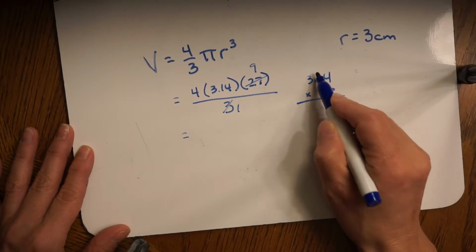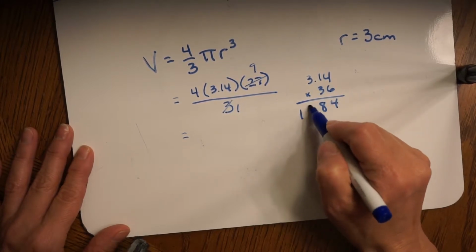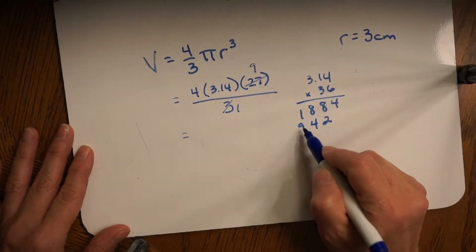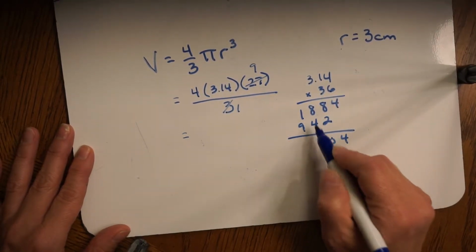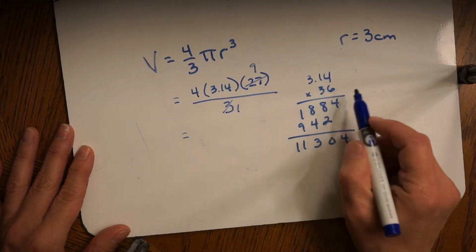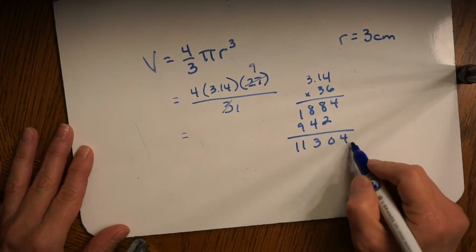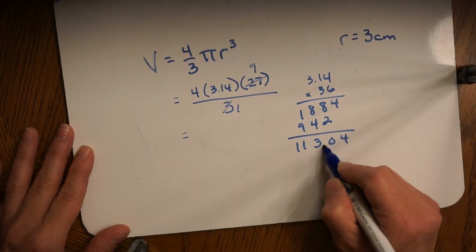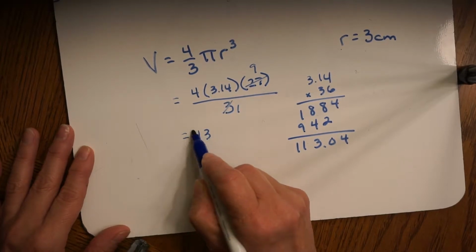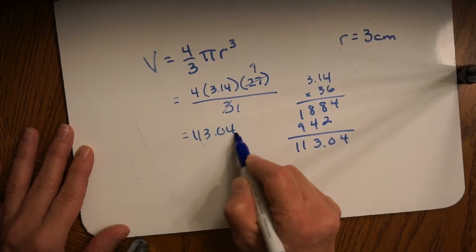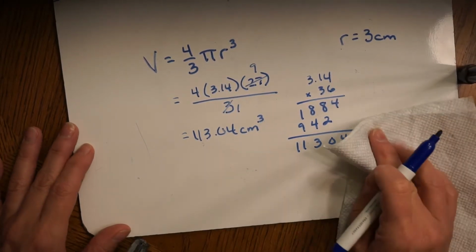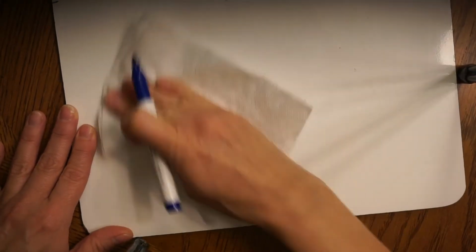And then if we multiply, 6, 7, 8, and 18, 12, carry 1, 3, 4, 9, and then don't forget about your decimals. So we have 2 decimal places, so we're going to start here and move it over 2. So the volume of this sphere is 113.04 centimeters cubed. Okay, so those are pretty simple.